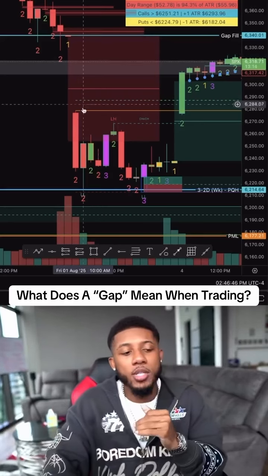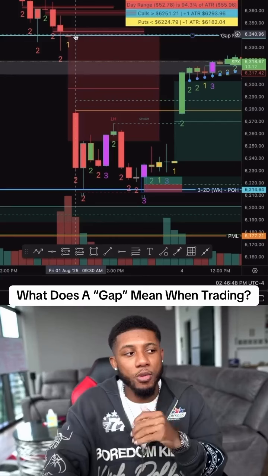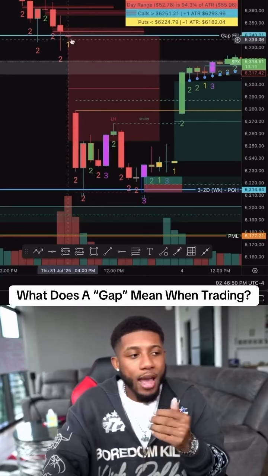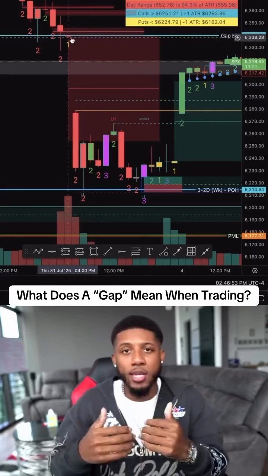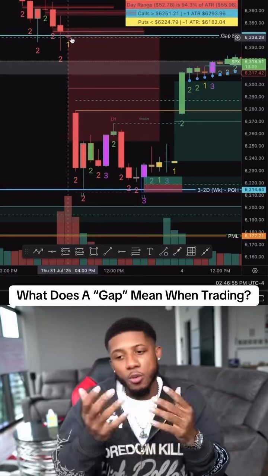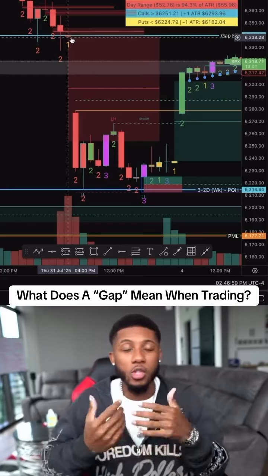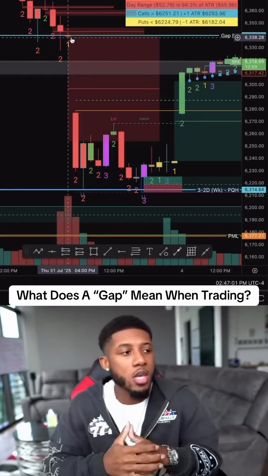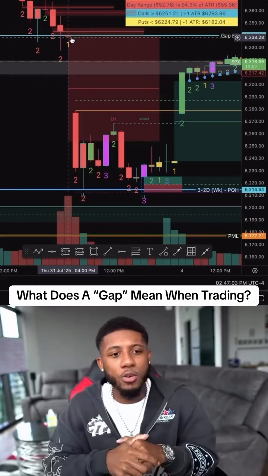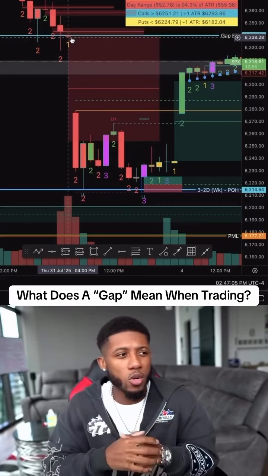But it isn't always the case where it just comes up and fills the gap immediately. Sometimes people call it gap and crap. Other people call it gap and go. What we just say is gaps will either fill or they'll continue. You just gotta create these rhymes. I feel like it'll make things easier for you to understand what's actually going on, if that makes sense.